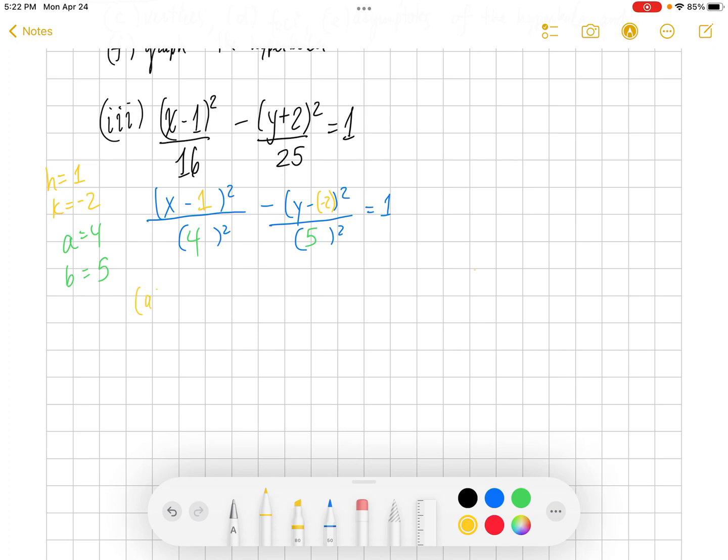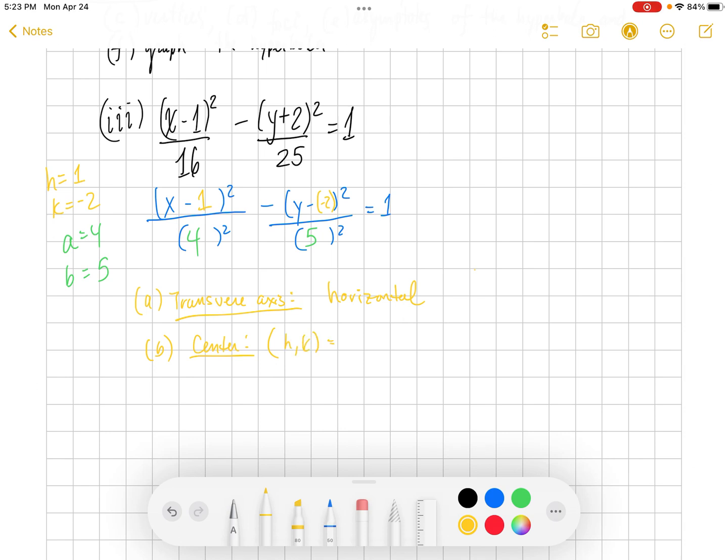So, since the x part is positive, for a transverse axis, we're going to have a horizontal transverse axis. Again, that's because here the x part is positive, right? X is positive, y part is negative. So we have a horizontal transverse axis.